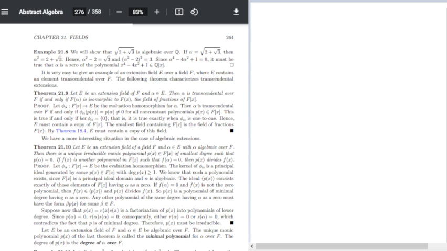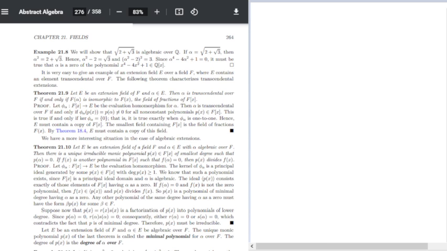The following theorem characterizes transcendental extensions. Theorem 21.9. Let E be an extension field of F and alpha in E. Then alpha is transcendental over F if and only if F(alpha) is isomorphic to F(x), the field of fractions of F[x].